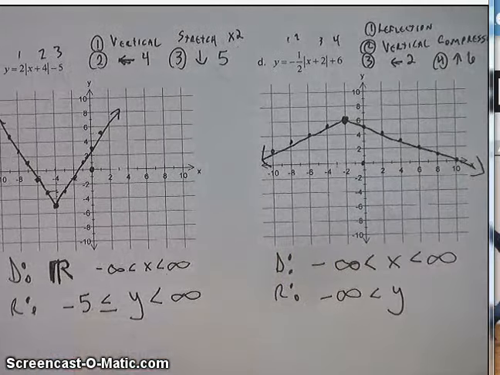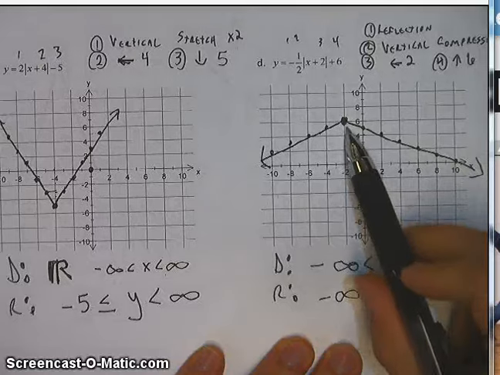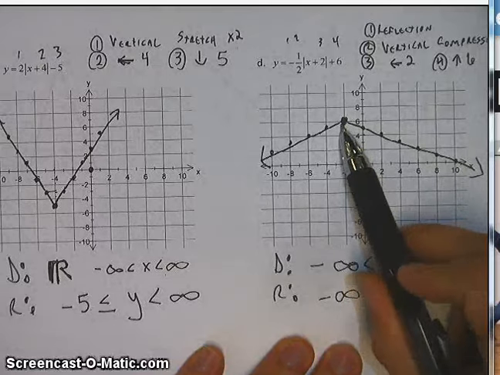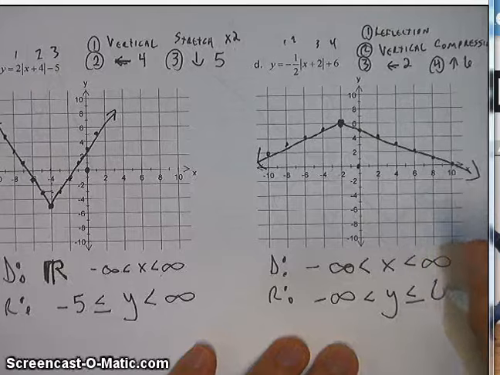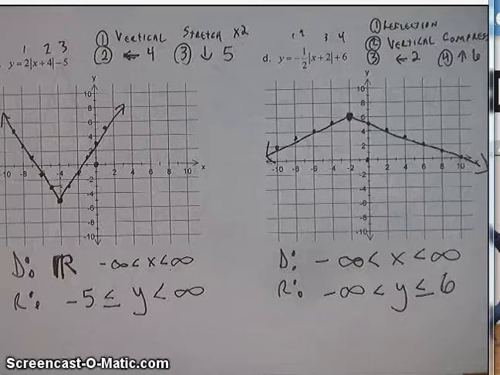And I'm going to say that's less than y because it doesn't ever touch negative infinity. But how high does it go? Well, it actually touches the y value of 6. So it's less than or equal to 6. So depending on if it opens upwards or downwards, that will affect the range, not the domain.